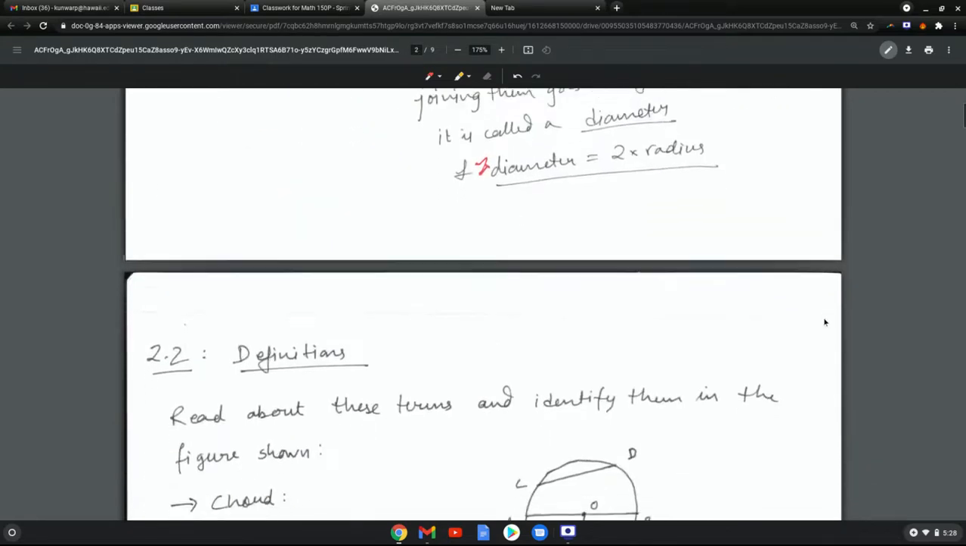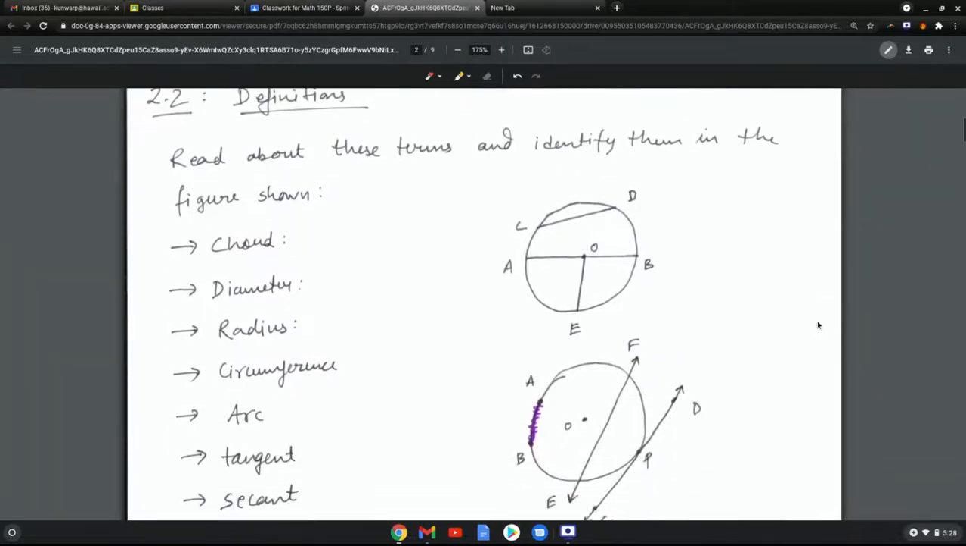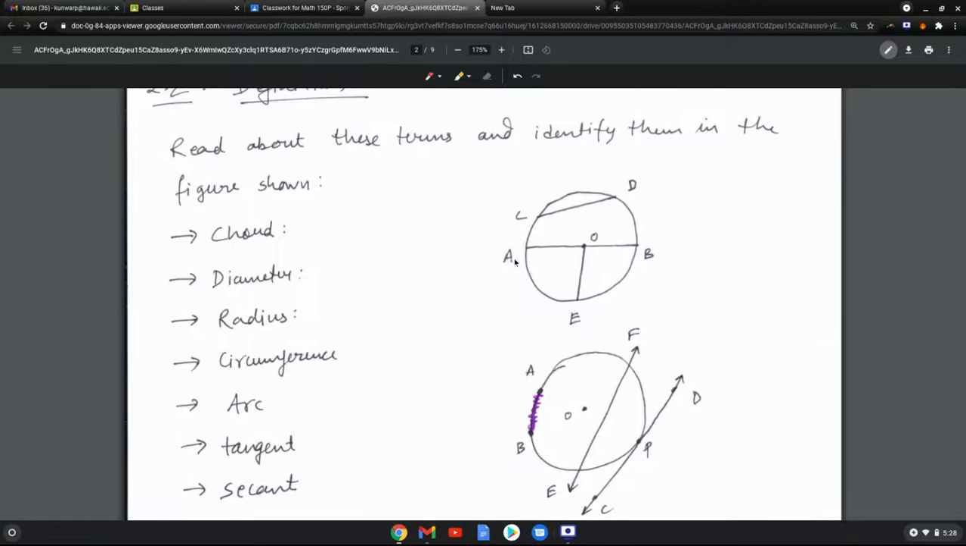Now there are some definitions. You can read about these terms. I will briefly go over some, so you should be able to identify these objects. For example, a chord. That's any line inside a circle which does not go through the center. So in this case, CD is a chord. The diameter we've seen, an example would be AB because it goes through the center. Radius, where you could write AO, OB, OE. Anything that goes from the center to the edge of the circle is a radius.